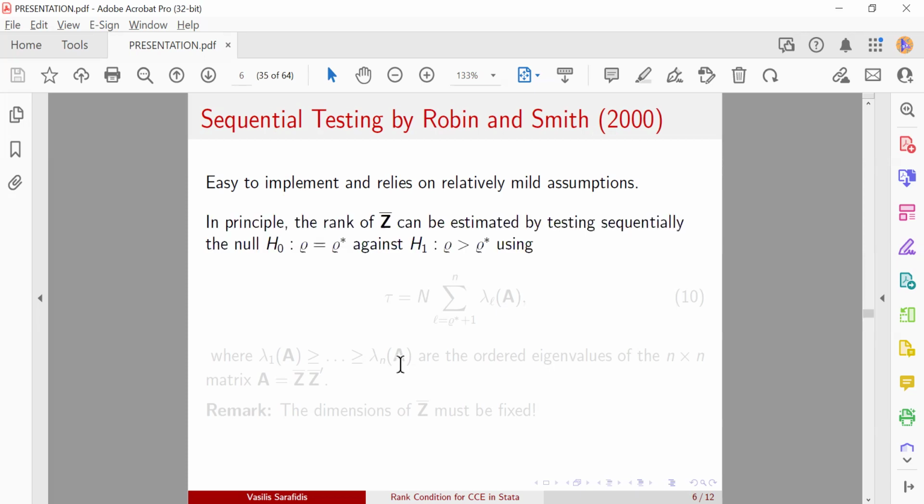So in principle, the rank of Z bar can be estimated for any fixed t by testing sequentially the null hypothesis that rho equals rho star against the alternative that rho is larger than rho star, using this statistic here, where the lambdas are the ordered eigenvalues of the n by n matrix A, the outer product of Z bar with itself.